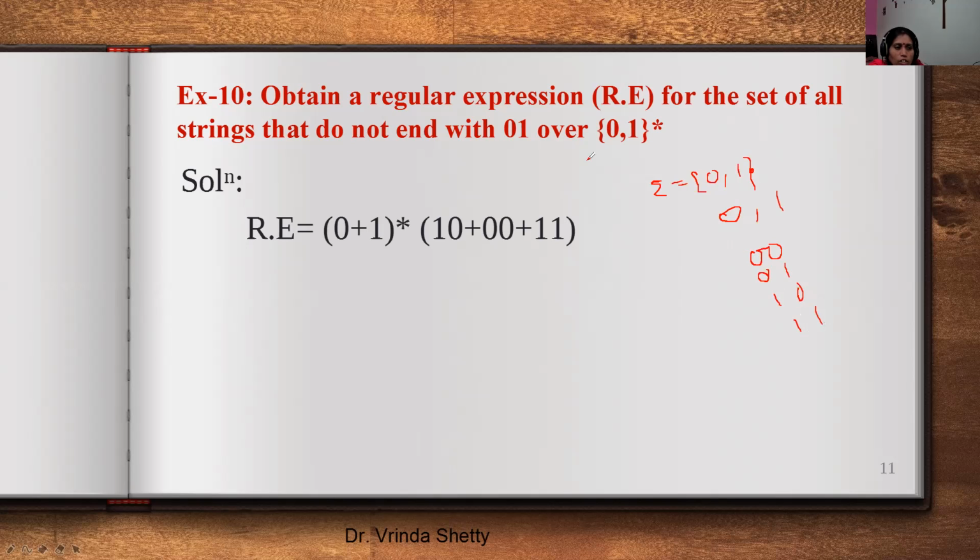The condition is given at the end. So he says that it should not end with 01. It can start with any number of zeros and ones. It can end with 10. It can end with 00, or it can end with 11. But it should not end with 01. So this we will not write. So it can start with any number of zeros and ones, and it can end with 10, or 00, or 11.